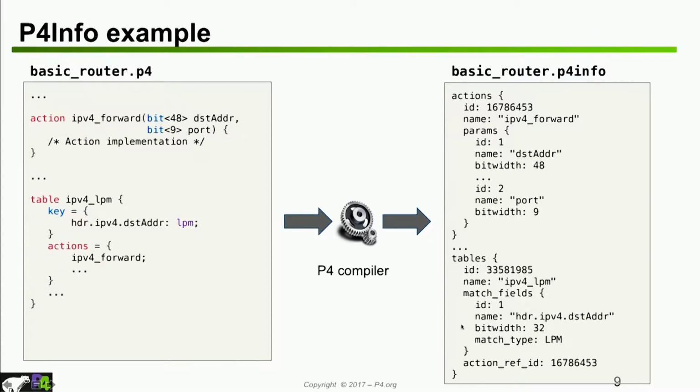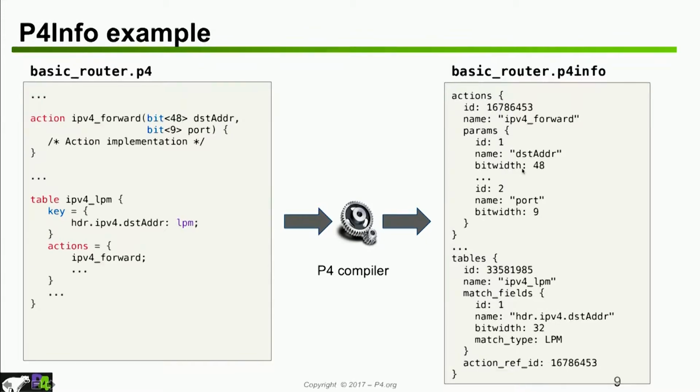The same for the tables. There's a tables section. In this case, we have the IPv4 LPM table with these integer IDs that we need in the P4Runtime message, and the sequence of match fields with their type, bit width, name. And also we have a reference to the action ID supported by this table.